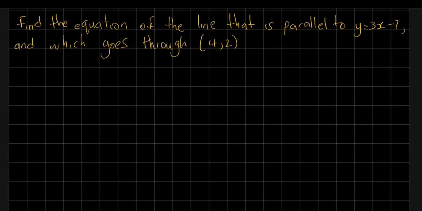Alrighty, so the question says, or the instruction is to find the equation of the line that is parallel to y equal 3x minus 7, which goes through the coordinates (4, 2). The important thing in this question is that the line is parallel to this line here. And we know a thing or two about parallel lines.